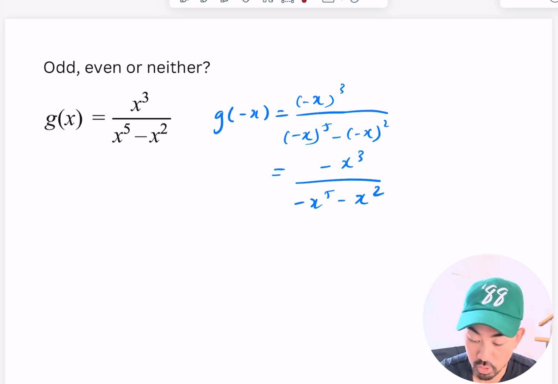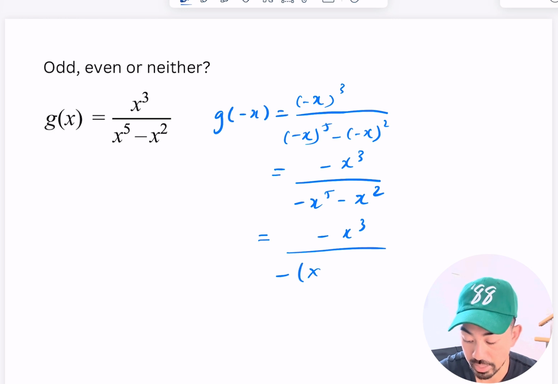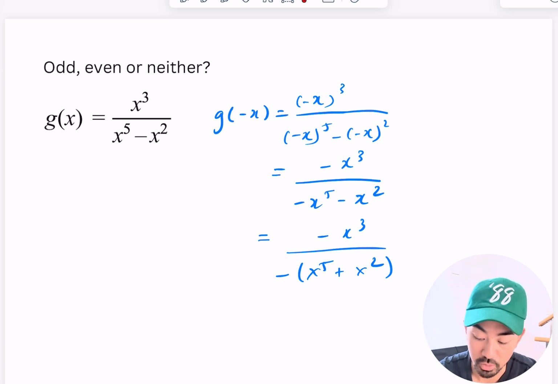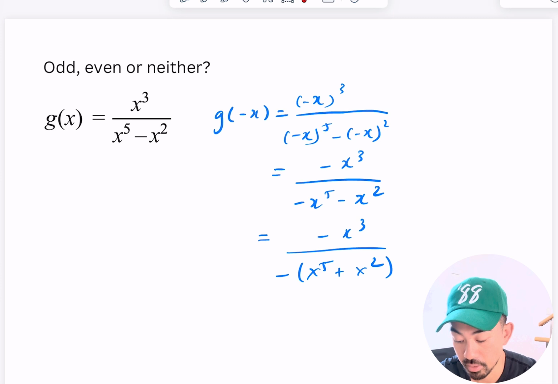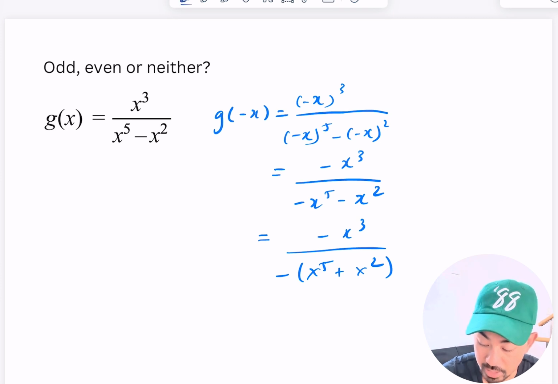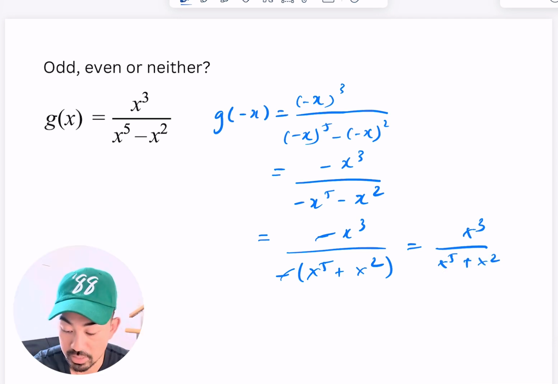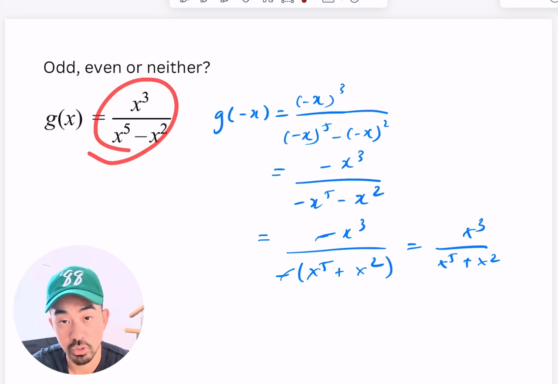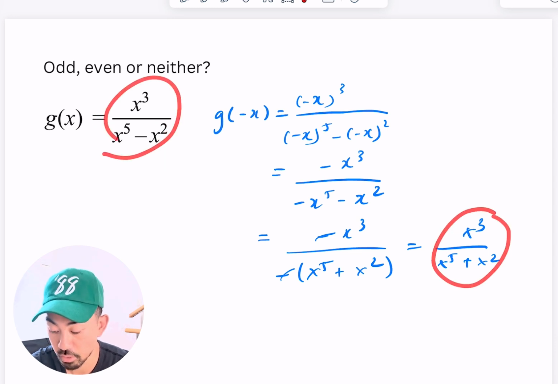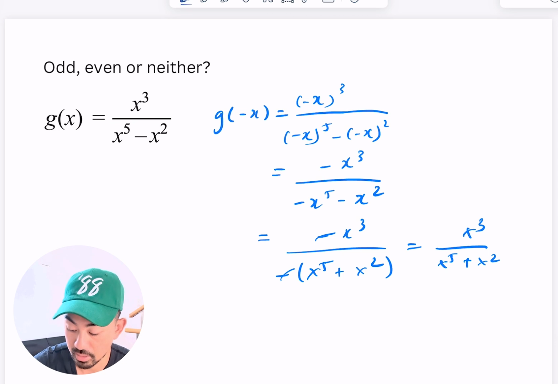Okay, so once again, try and factorize the denominator if you can. So here we can, right? So I've got minus x cubed at the top over minus bracket x to the 5 plus x squared. Now you can pretty clearly see it's not going to be even because that's going to be differing to the original function there. But we've got two negatives here, so let's just cancel these out and write x cubed over x to the 5 plus x squared. So is this function exactly the same as that? No, so it's not even. Is it the negative version of this? No. So therefore, this is neither.